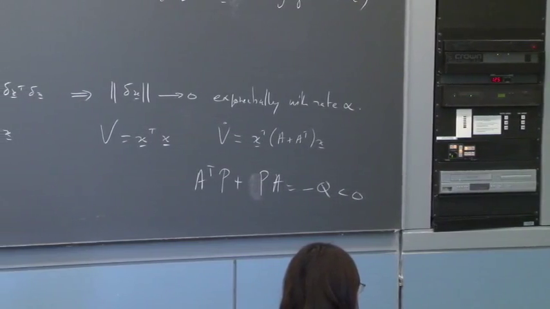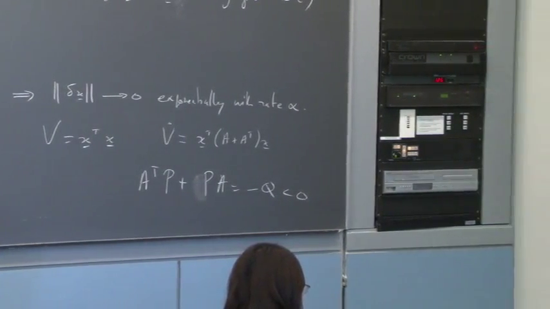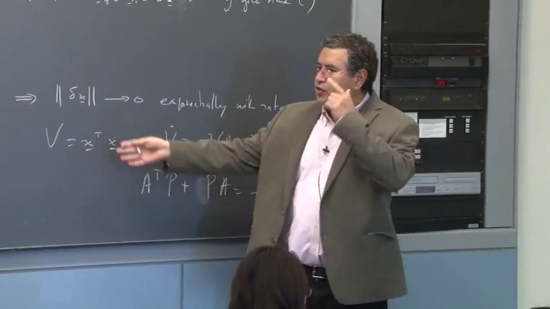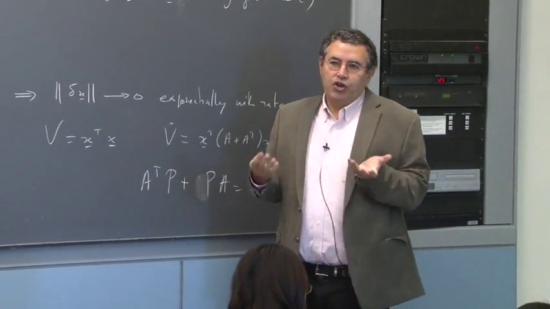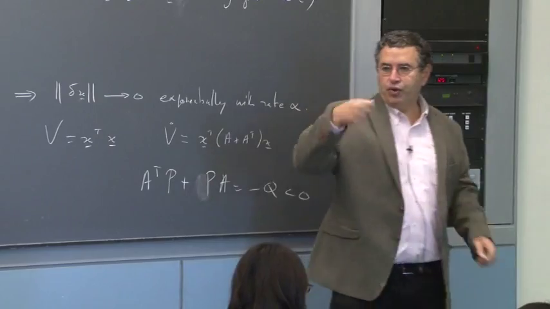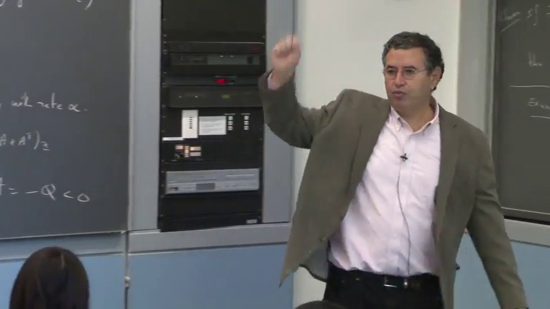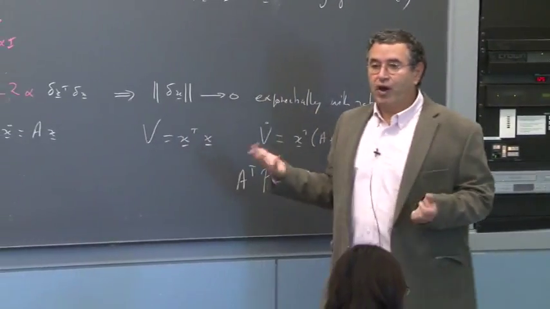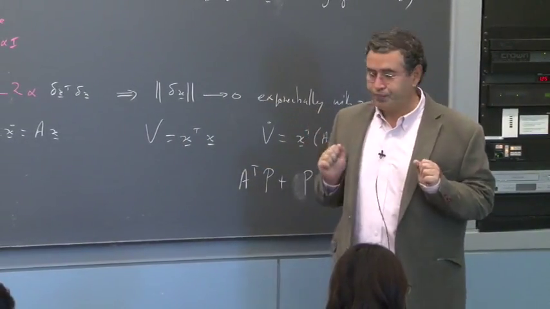So what's the equivalent of X transpose PX? Well, we could say, in a sense, X transpose PX is the same as changing variables, right? P is a positive definite matrix. It can itself be written as a product, as a square, right? So it's the same as a change of variables, right?